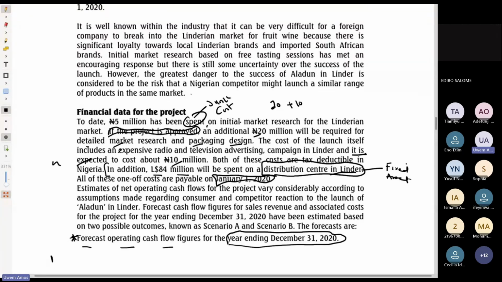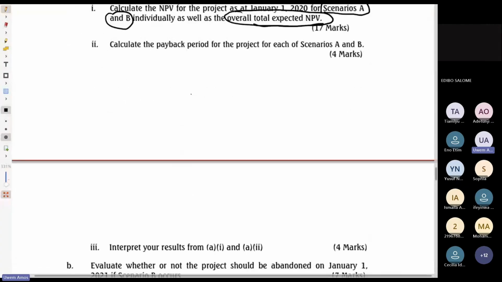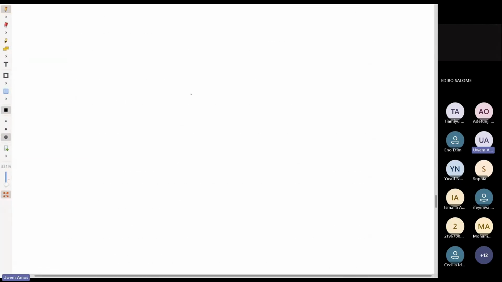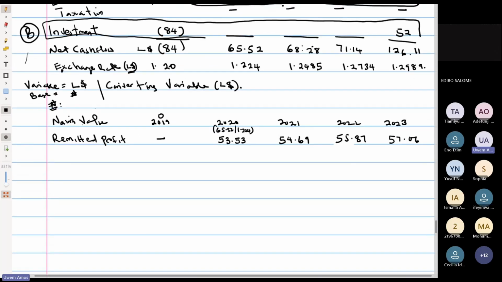And that is in 2020. At the end of 2020 is when we're going to charge it to tax. Even though it occurred at the beginning of the year, at the end of 2020 is when we're going to charge that transaction to tax. So we have our additional expense deductible in Nigeria. 30. Okay. So what do we have as our profit before tax in Nigeria?